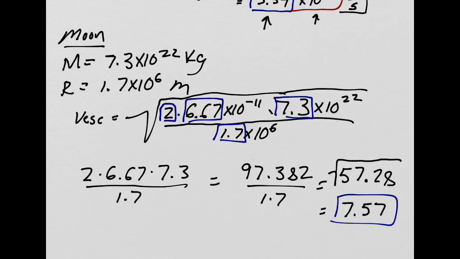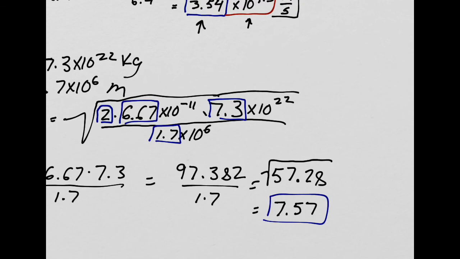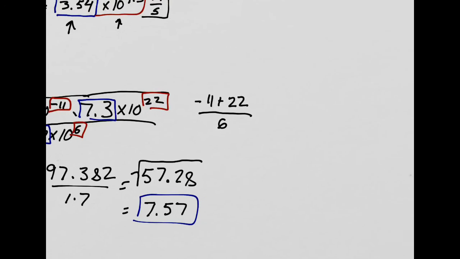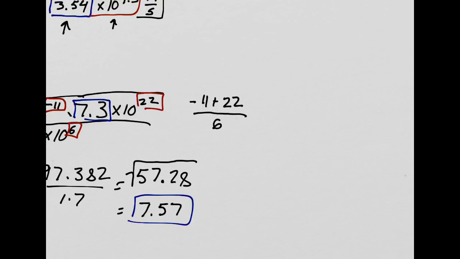Next, we have to do our exponents. Negative 11, 22, and 6. You add when you multiply things with exponents, and you subtract when you divide. So our numerator is 22 minus 11, 11. And our denominator is 6. So you subtract, that gives you 5. When you take the square root, you have to divide your exponent by 2. So 5 halves is our exponent, which is 2.5.